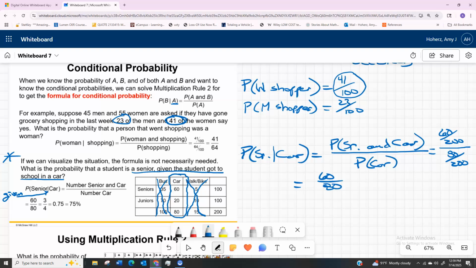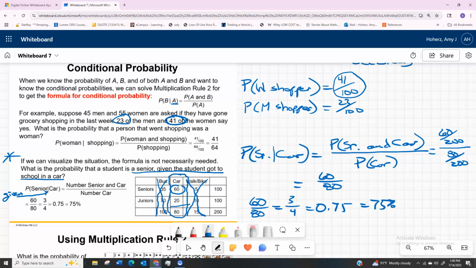So out of the car riders, the total is 80. And out of those, there are 60 that are seniors. So rather than doing this whole formula, cross out what you're not given. You're not given the bus riders. You're not given the walker bikers. You're only given the car riders. That gives you 60 out of 80. So you can see that from the table without going through this whole formula. And then 60 out of 80 is, of course, 3/4 or 0.75 or 75%.